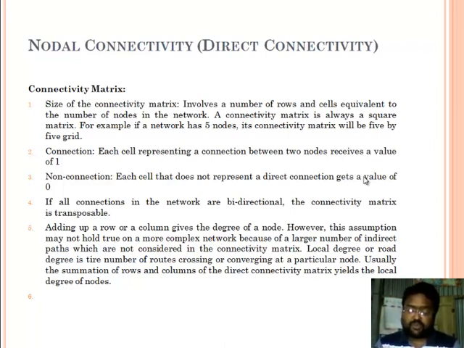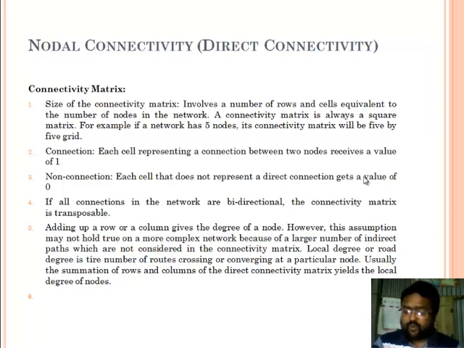Suppose a network has 5 nodes. Its connectivity matrix will be a 5 by 5 grid. Connection: each cell representing a connection between two nodes receives a value of 1. Non-connection: each cell that doesn't represent a direct connection gets a value of 0. If all the connections in the network are bidirectional, that connectivity matrix is transposable.